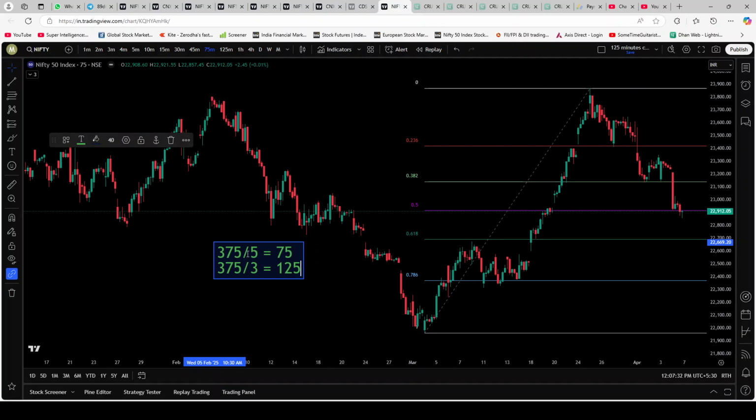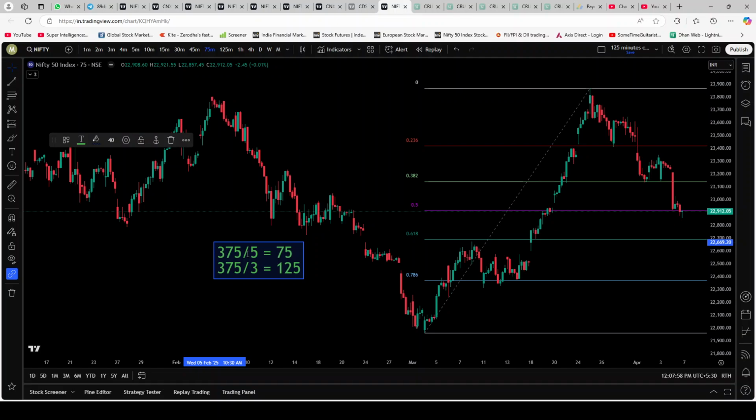So if you want to see the Indian indices in perfect 3 candle breakup or 5 candle breakup with no decimals, this is the right way to go about doing it. Now 75 minutes time frame is generally there on most platforms. If it's not there, you can add it. 125 minutes you will not find in most platforms, and you can add it.